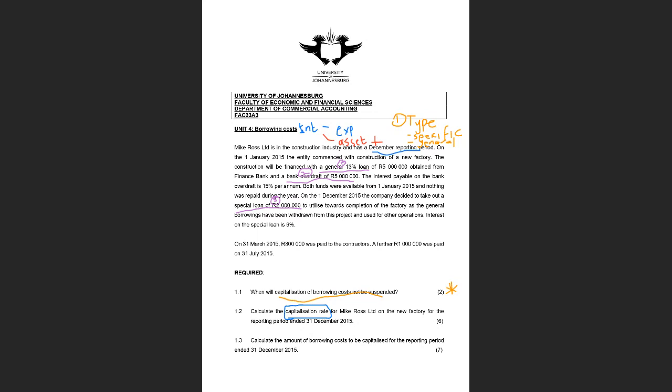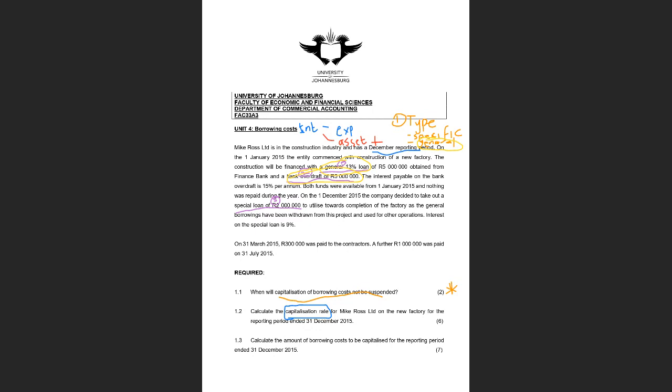Why do you think that is? It is also general because if we read again, the construction is financed with a 13% general loan obtained from the bank and a bank overdraft of 5 million rand. Further in the question, they also say that the general borrowings were withdrawn from the project. So both 1 and 2 are general borrowings. Okay, so general is yellow, this is yellow, and that is yellow. So the 2 loans that are general borrowings are the ones in yellow, number 1 and 2.